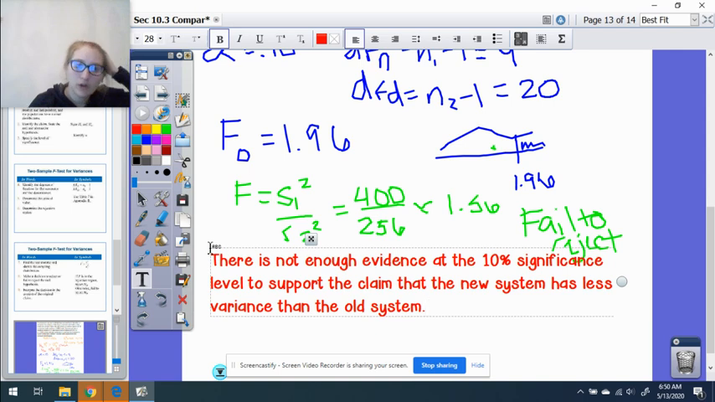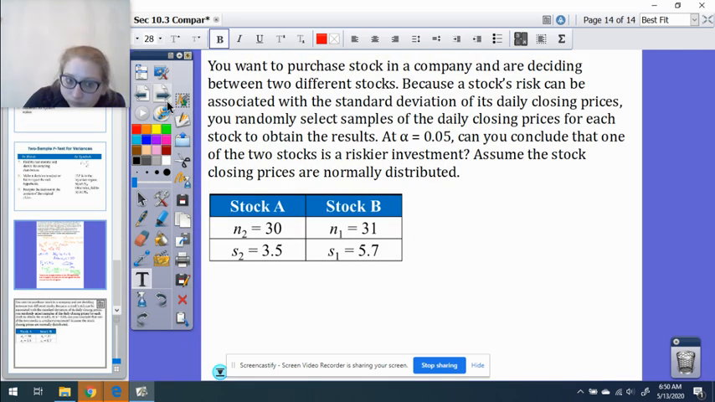Okay, so we got one more example that we're going to run through. We want to purchase stock in a company, and we're deciding between two different stocks. Stock has a risk associated with standard deviation of its daily closing prices. So we're randomly selecting samples of daily closing prices for each stock to obtain our results. So we are doing this at the alpha level of 5%, and we want to see if one of the stocks is riskier. And it says assume the stock prices are normally distributed.